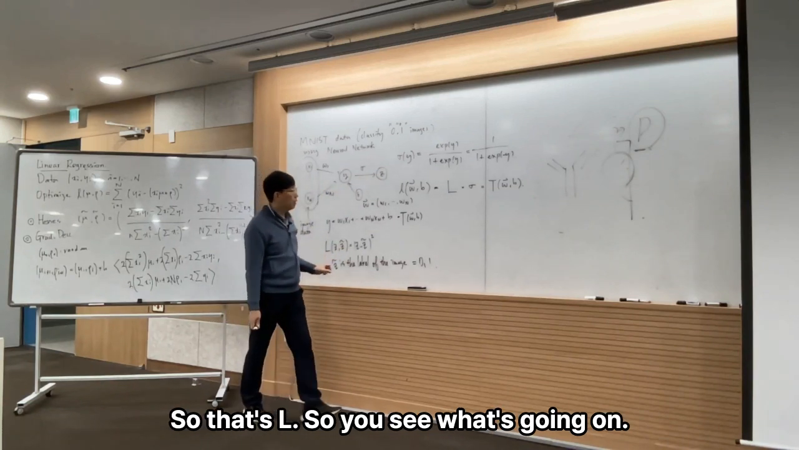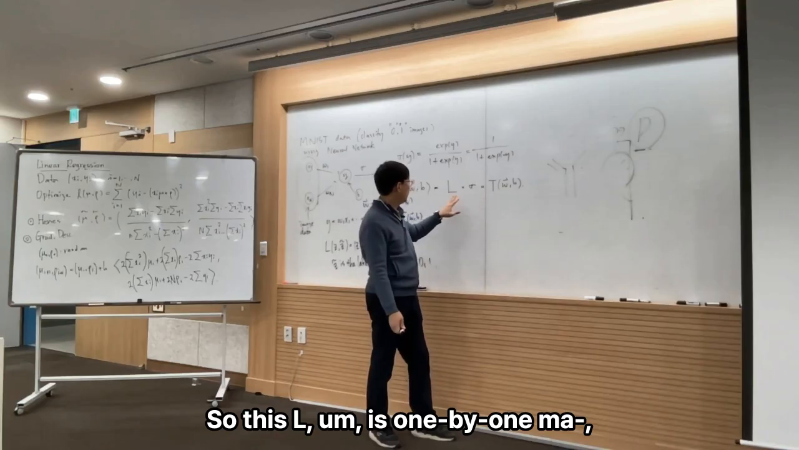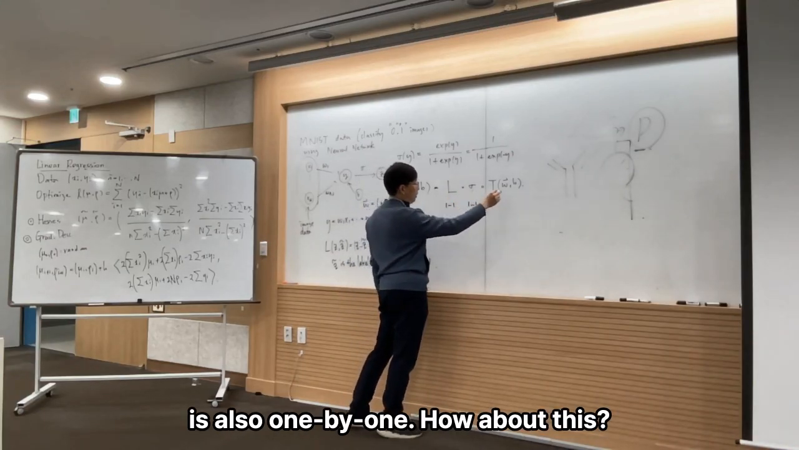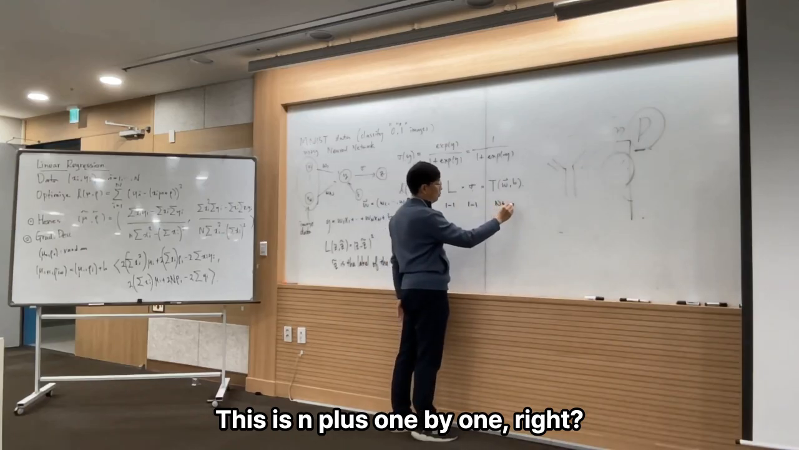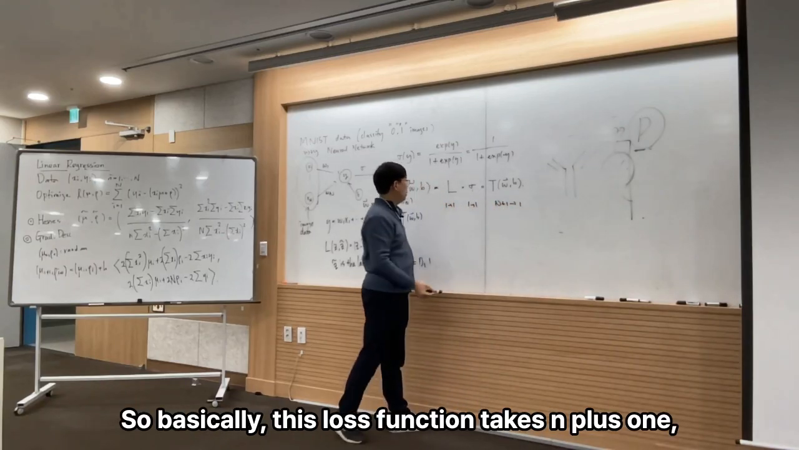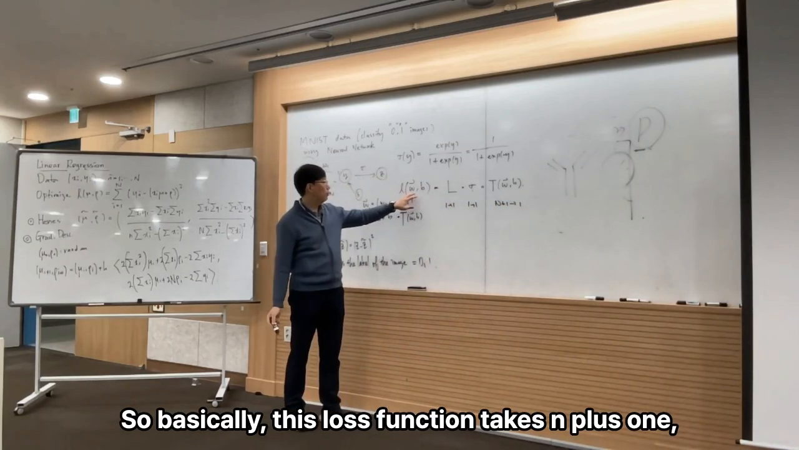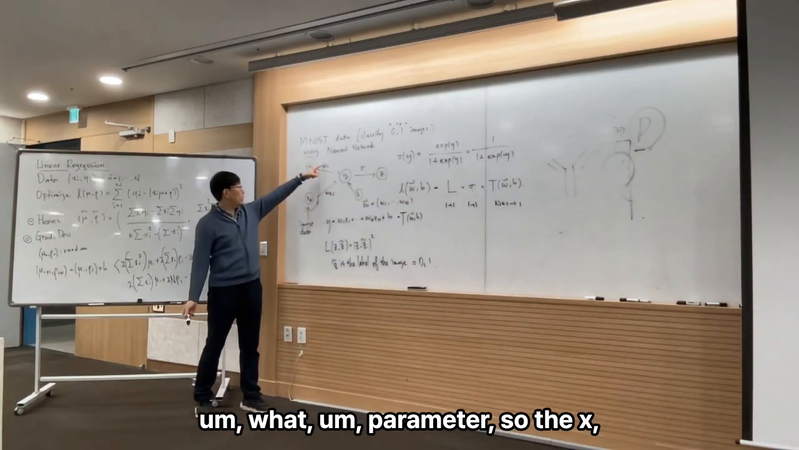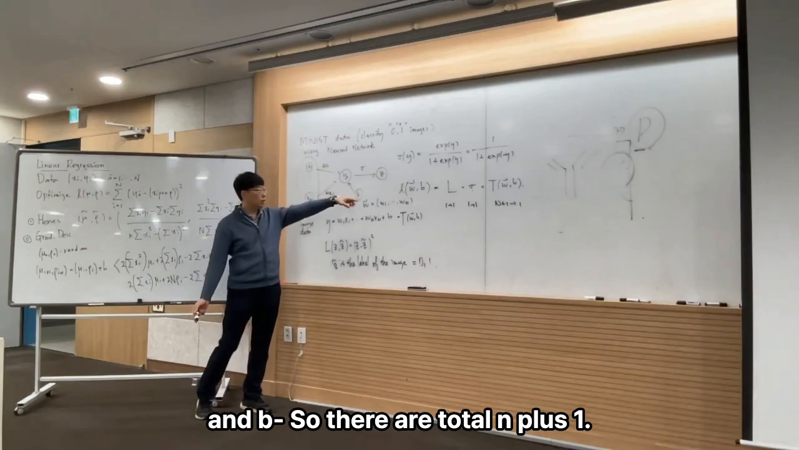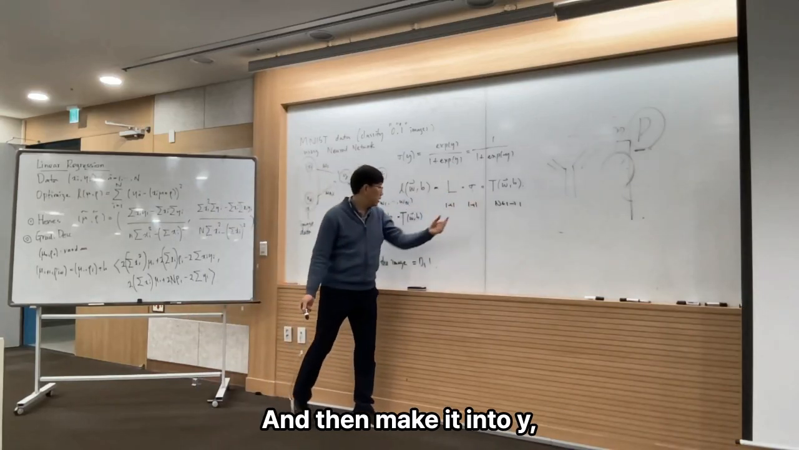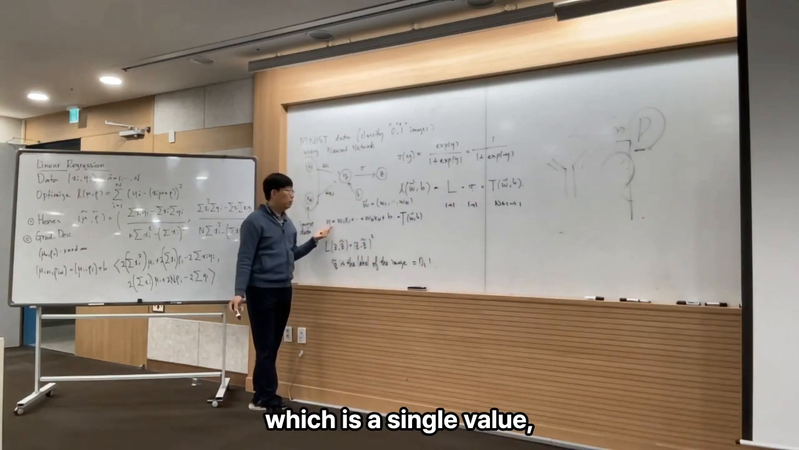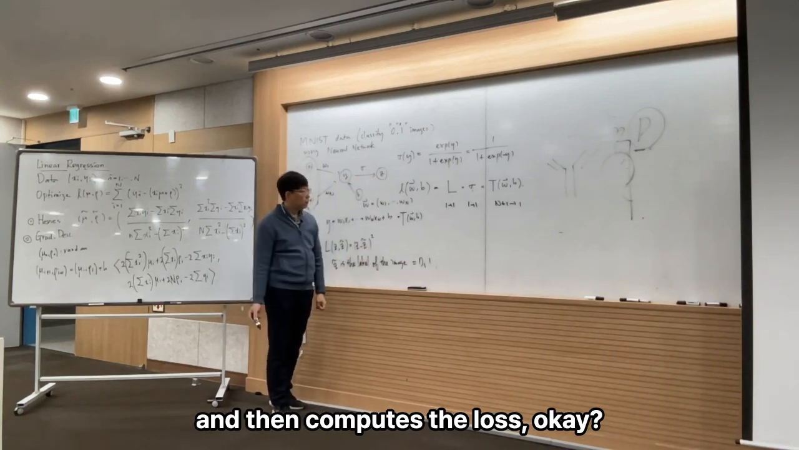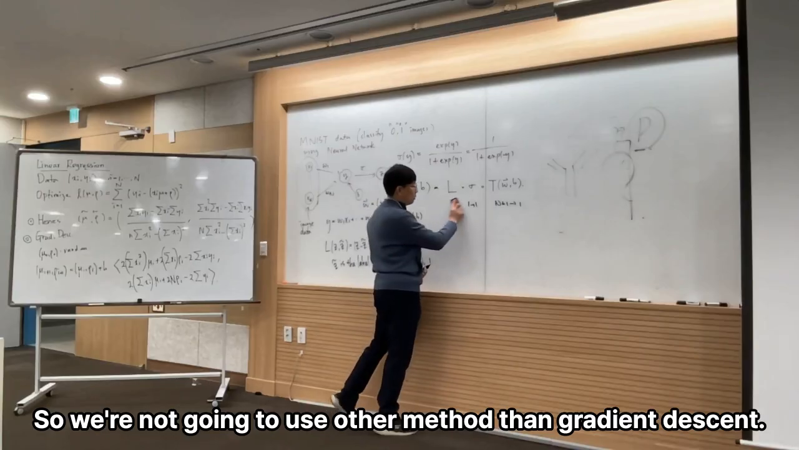So you see what's going on. This L is 1 by 1, and the sigma is also 1 by 1. How about this one? This is n plus 1 by 1, right? So basically, this loss function takes n plus 1 parameters, w1 to wn and b, so they're a total of n plus 1, and makes them into y, which is a single value, then puts it into the activation function, and then computes the loss. So we're not going to use any method other than gradient descent.